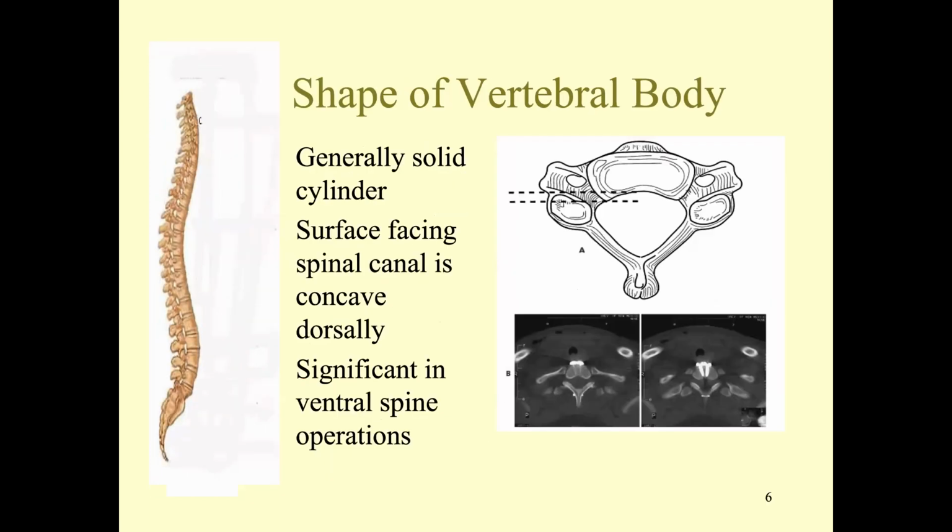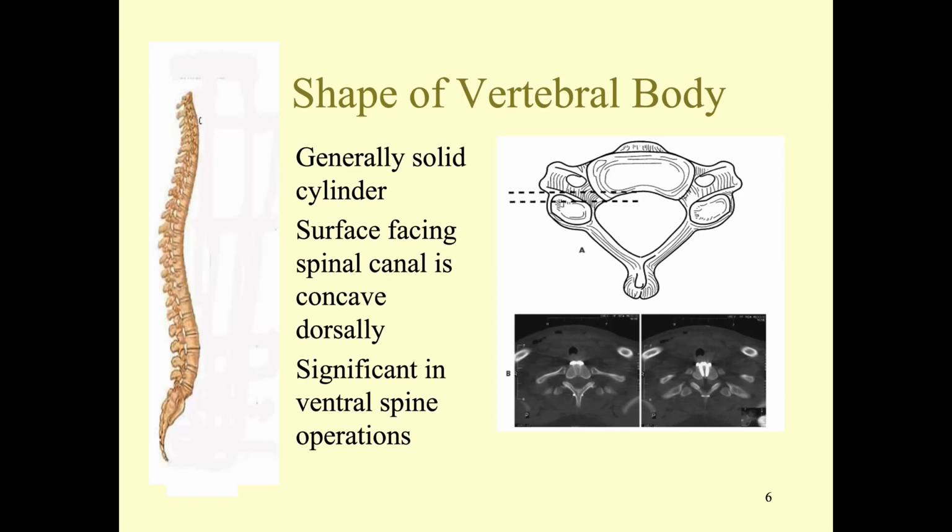Now, if you see the shape of the vertebral body, the cervical spine vertebral bodies are generally solid cylinders, but the surface facing the spinal canal is concave. It is concave dorsally. You see that? So that gives you that extra 2 or 3 millimeters of space. You see the spinal canal is inside, and because of this concave shape, you have a few millimeters of space which is safe. So more often than not, the anterior screws, even if they touch the cortex here, or come out by a few millimeters or 1 millimeter or a part of a millimeter, it is still safe.